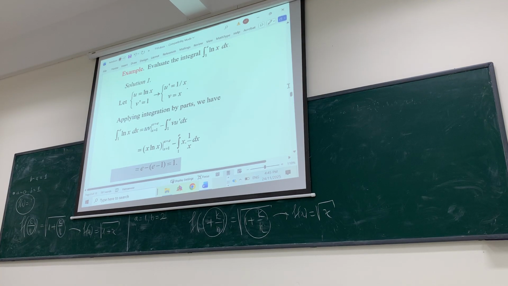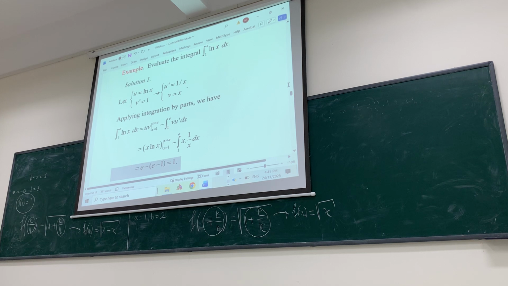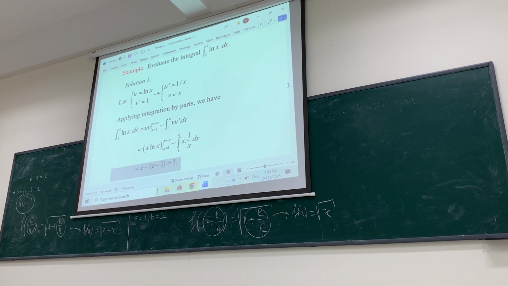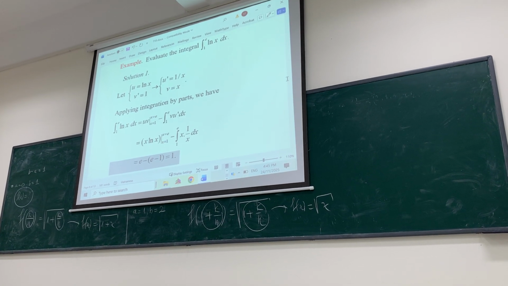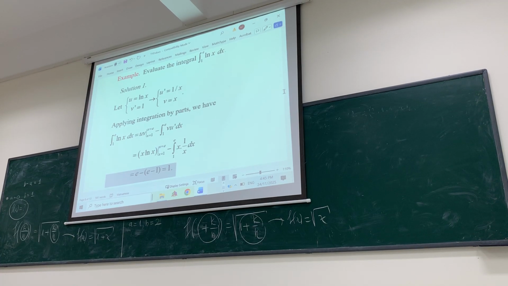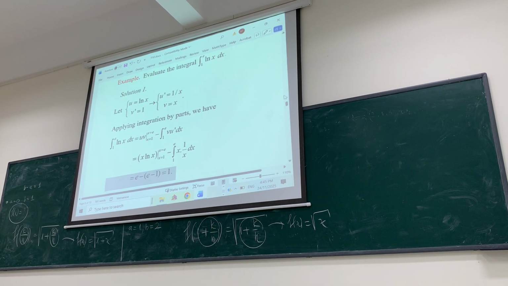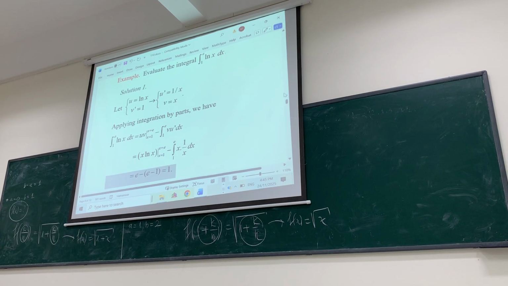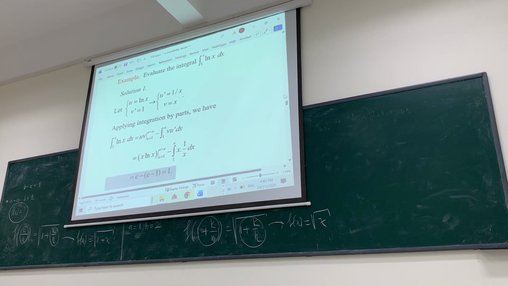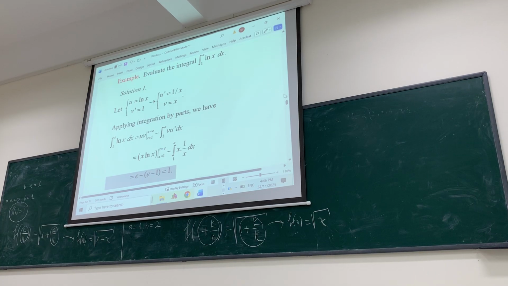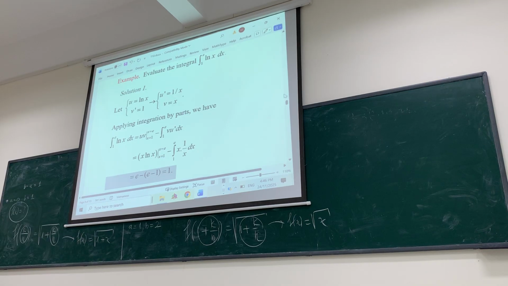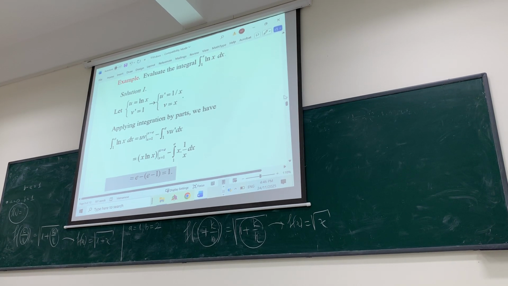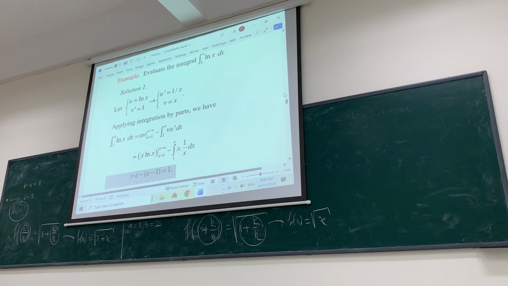The first way applies integration by parts directly. The second way, I think we need to find the antiderivative of the function natural log x. To continue, we use the Newton-Leibniz formula to estimate the definite integral.